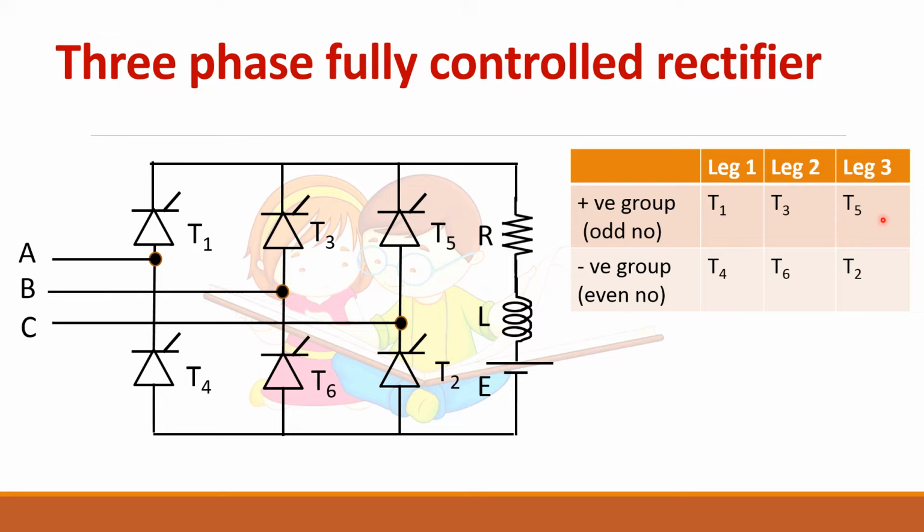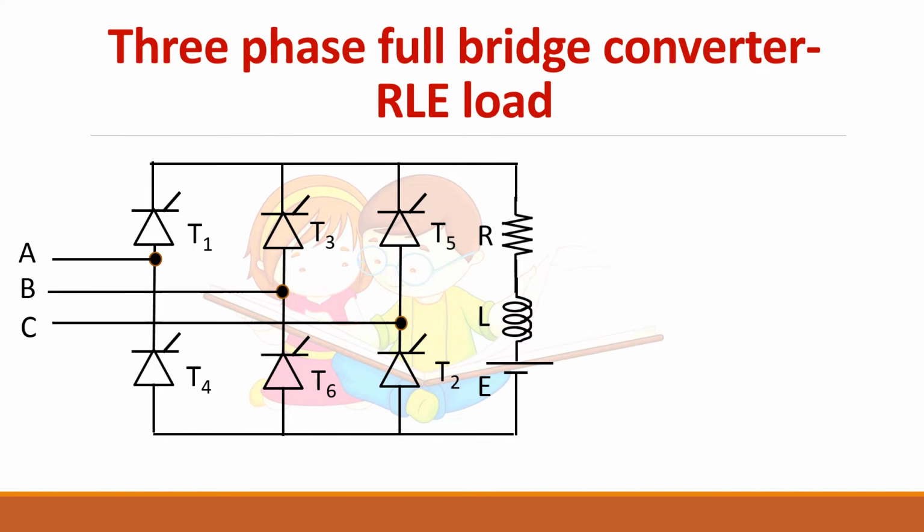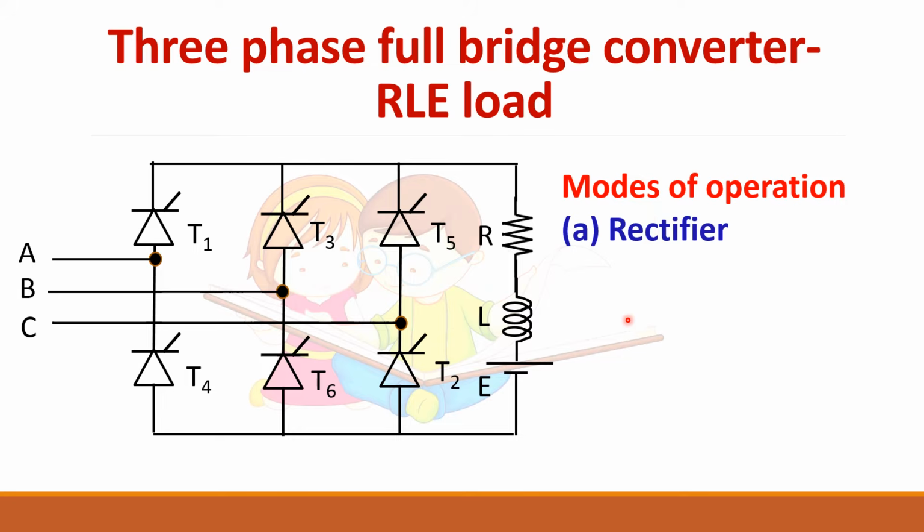But you have only 6 thyristors. So 8 minus 6 will give you 2. So always follow this pattern while numbering the devices in 3-phase converters. Similar to a single-phase full bridge converter with RLE load, this 3-phase converter also has 2 modes of operation, namely a rectifier mode and an inverter mode.